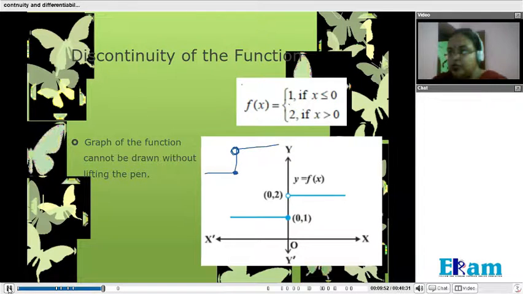Similarly, for the first one, f(x) equals 1, it is for x less than or equal to 0, right? That means even the 0 is included. That's why we have a solid circle here. And that's also a horizontal line parallel to the x-axis. But both of these have breakpoints, right? We cannot draw this graph continuously. It looks like a staircase, where you have gaps in between.